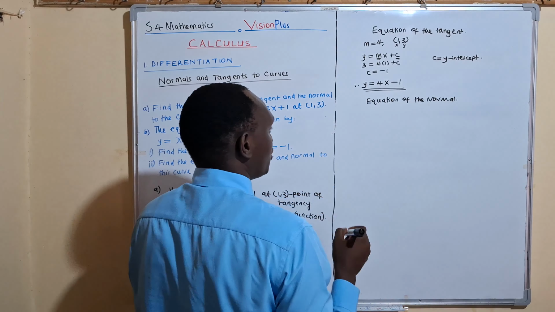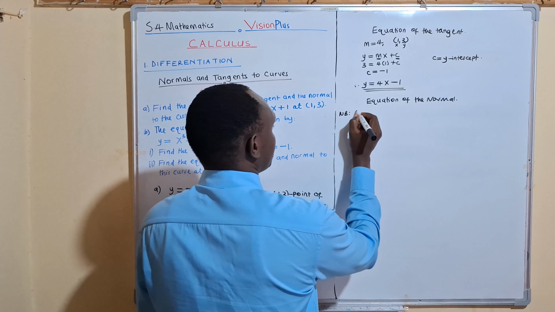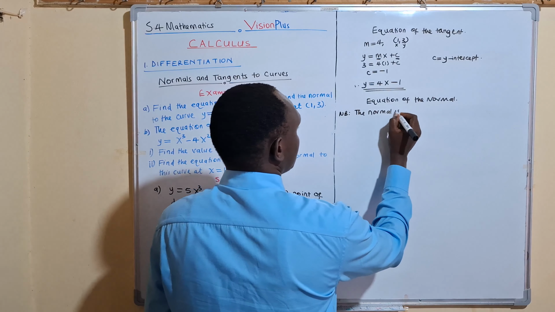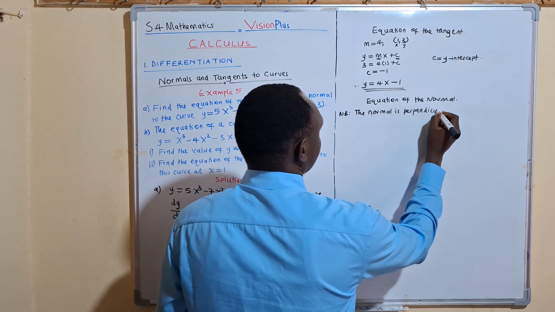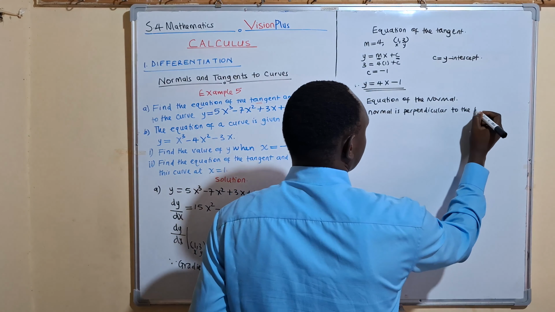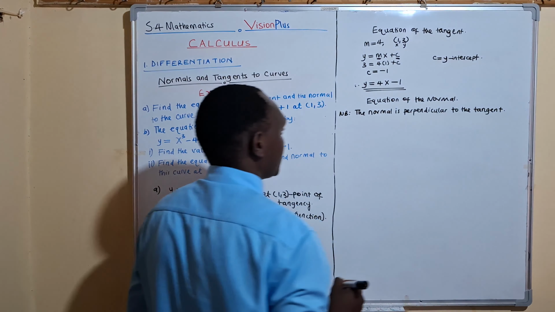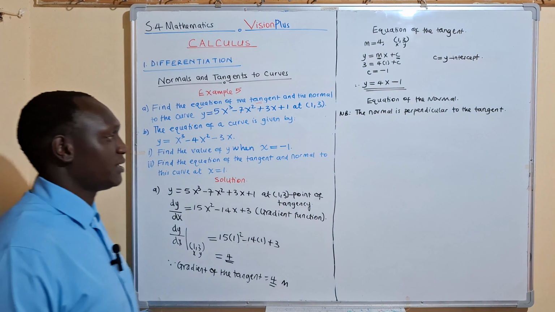We know that the normal is perpendicular to the tangent. That guides us a lot. That means they are perpendicular lines. What do we know about perpendicular lines? The product of the gradients of two perpendicular lines is negative 1.